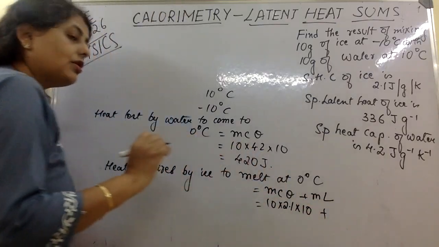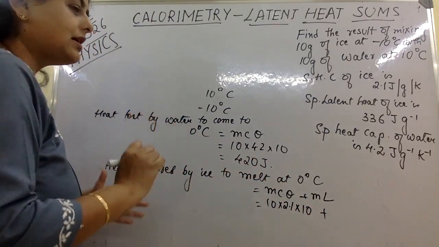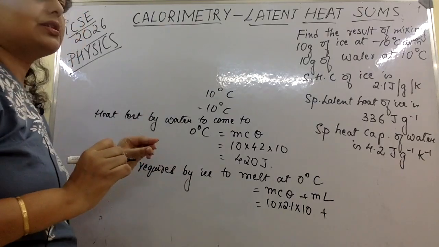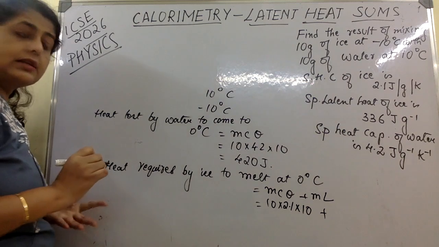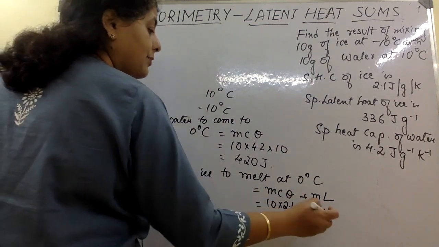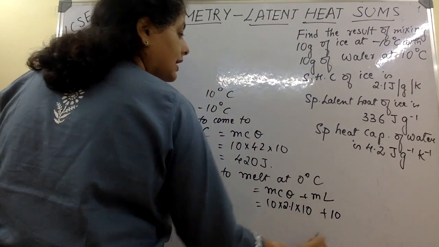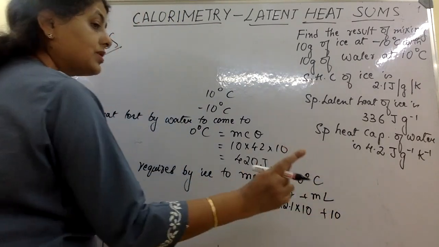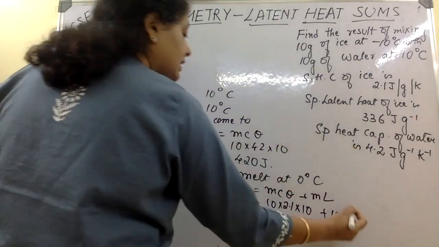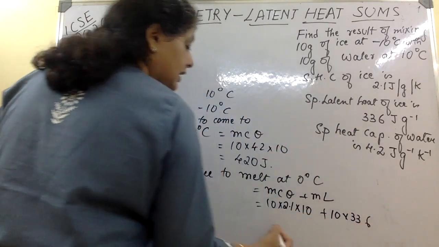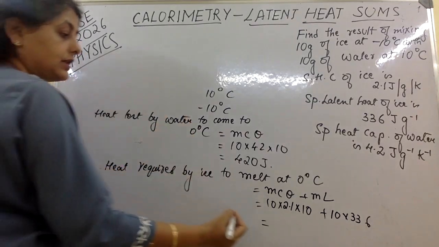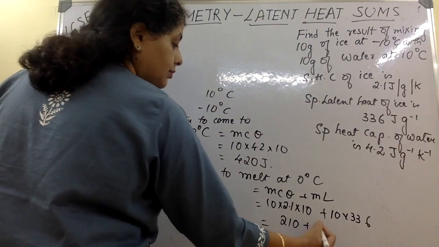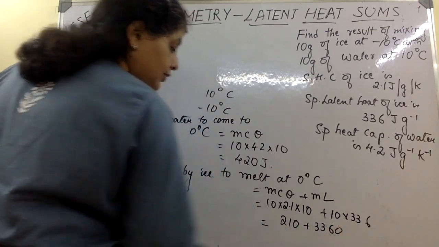Even if you are not following the textbook, they will give θ minus T, something like that, initial temperature, final temperature. You just see how much the difference is, that is it. That difference you have to write. And here m is 10 again, and now I have to write 336, because this is the heat taken while it is melting from 0 degree ice to 0 degree water. Now if I work this out, this is 210 plus 3360.